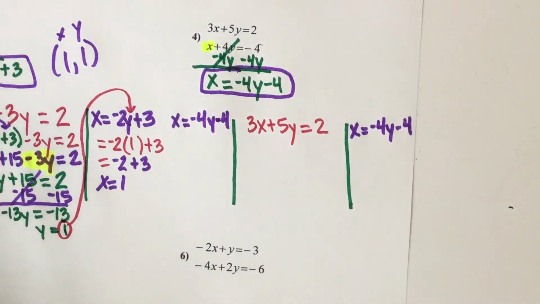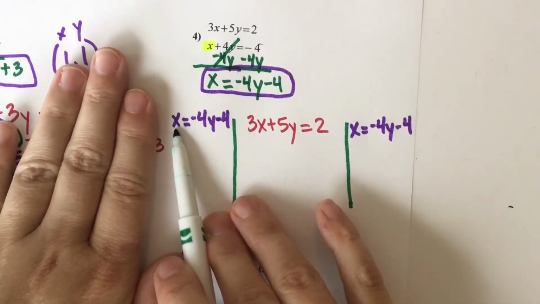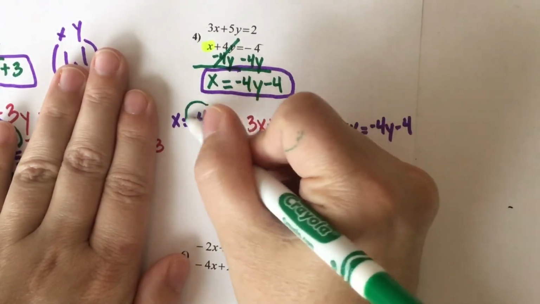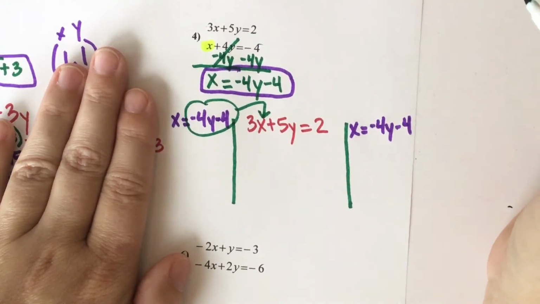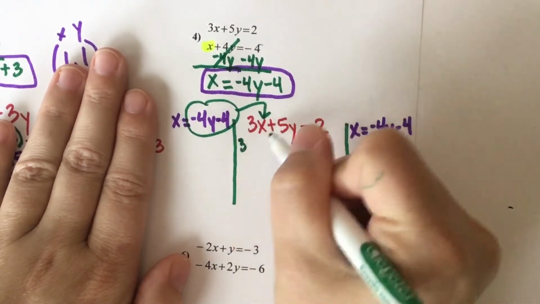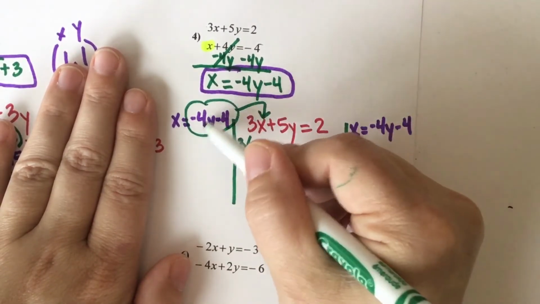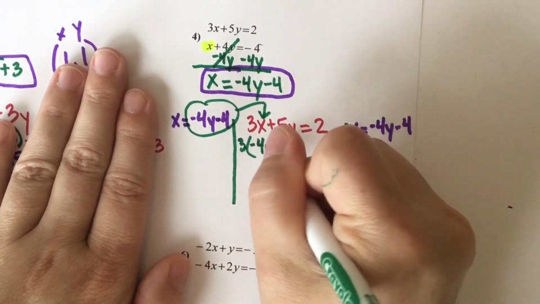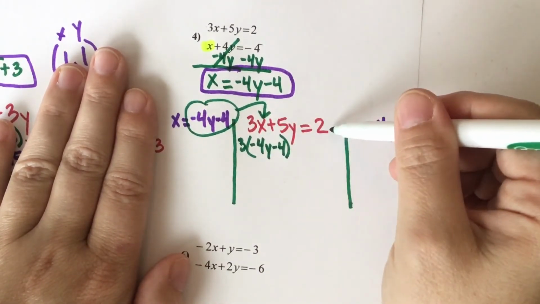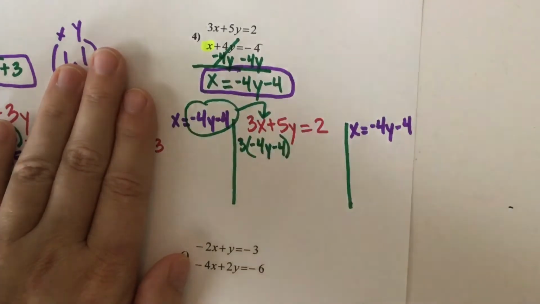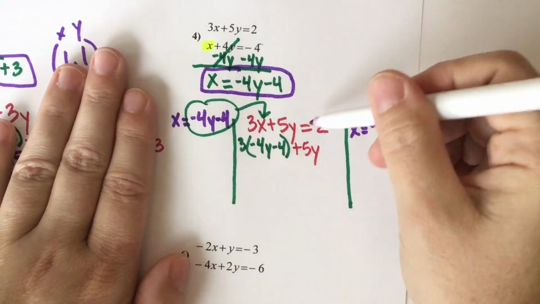Okay, it's time to substitute. This is the letter X. So since it says X equals, I need to plug all of this into the X. So here I go. I rewrite the 3. I slap parentheses down where the X is. I'm going to plug negative 4y minus 4 into it. Close the parenthesis. And I'm going to recopy everything that's back behind it. So I'm going to bring down the plus 5y, and I'm going to bring down the equals 2.